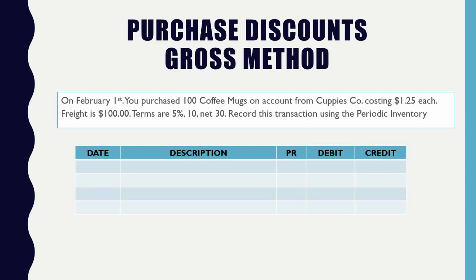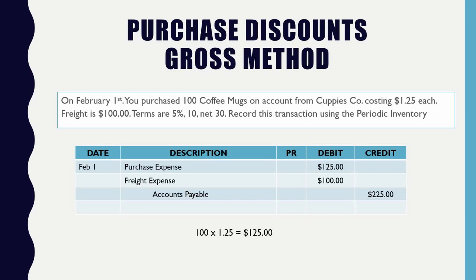Purchase expense, good. $125. $125, good. That would be debit. Okay. What else? Freight expense, $100. Good, debit. So exactly like Sonia, I think, said, we're going to do purchase expense for $125. Then we're going to recognize our freight expense for an additional $100.